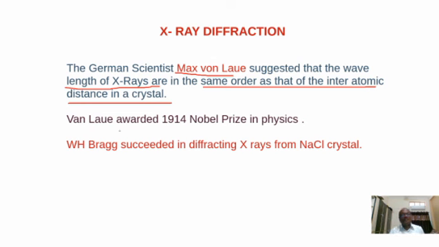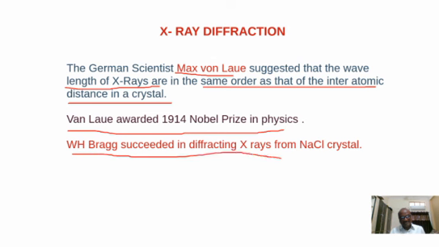So also remember, von Laue was awarded the 1914 Nobel Prize in Physics. After this, W.H. Bragg and W.L. Bragg also got the Nobel Prize, and they succeeded in diffracting X-rays from the sodium chloride crystal. So why will only crystalline solids provide diffraction bands? Because the interplanar distance in the crystalline solid and the wavelength of X-rays are in the same order. That is the reason why X-ray diffraction is observed in the case of crystalline solids.